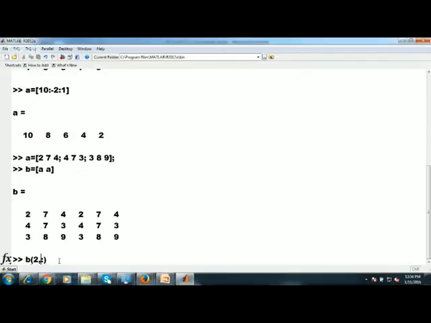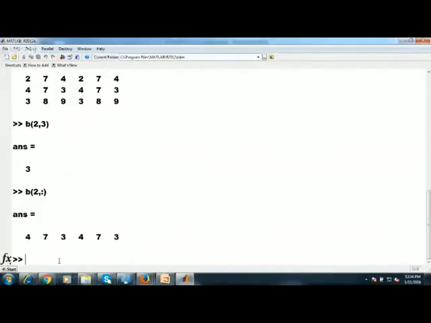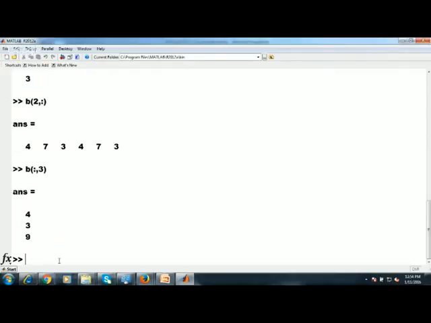Okay, before that I'll give you more simple examples. See what this will give you. It will give the value at the second row and third column. So it will give us 3. Okay, if I change that 3 to a colon, it will give you the second row fully. And if I write 3 here and put a colon here, it will give you the third column. See what is the B and see what is the third column.